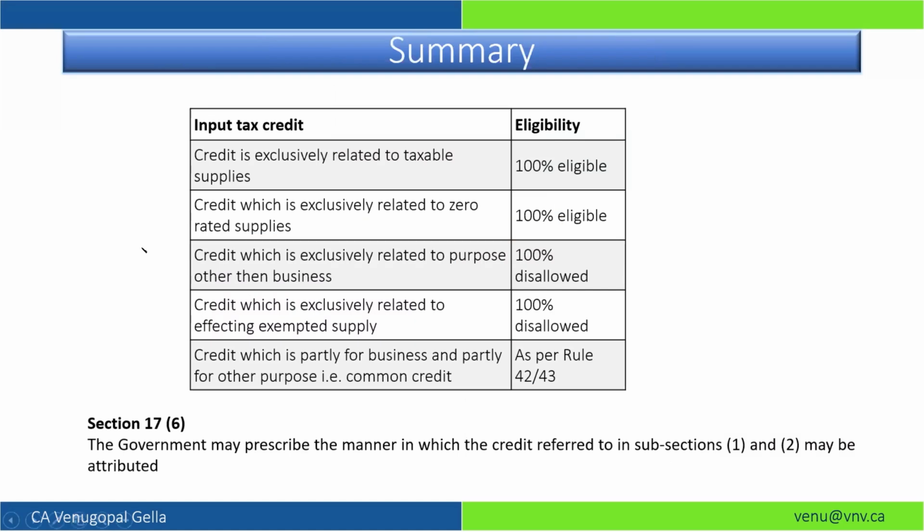So this is a summary of what we discussed. If it is exclusively for taxable, you are 100% eligible, no reversal required. If it is related to zero rate, then also you are 100% eligible. If it is for purposes other than business, obviously no ITC will be allowed. Exempt, no ITC. And partly for business or partly for exempt supply, then you have to follow Rule 42 and 43.